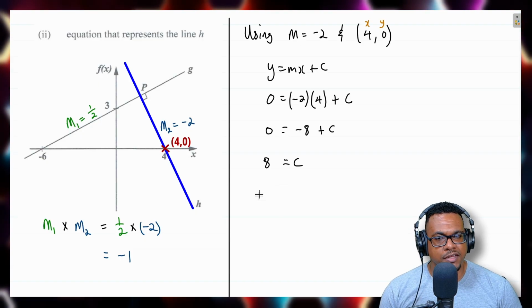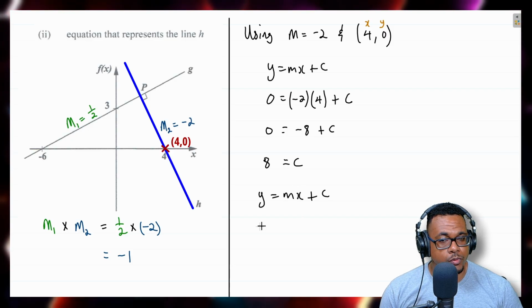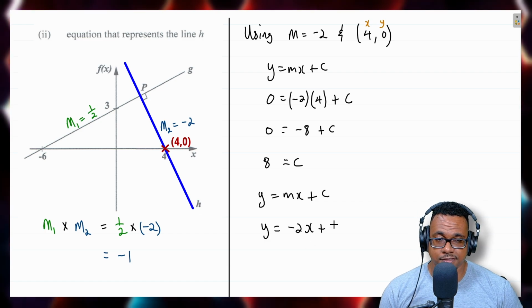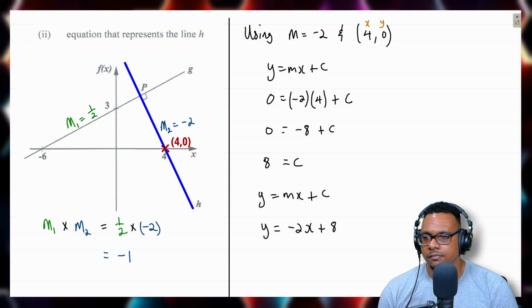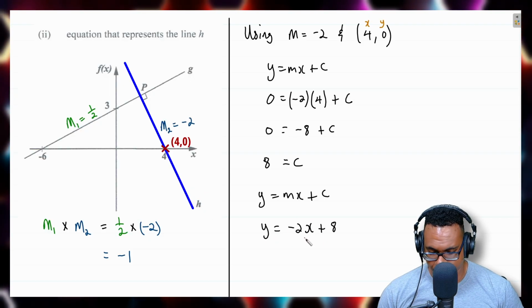So if you write the equation of the line in the form y is equal to mx plus c, and we put in the values for m and c, we would have y is equal to m, which is negative 2, times x, plus c, which is positive 8. And this would be the equation of the line h.